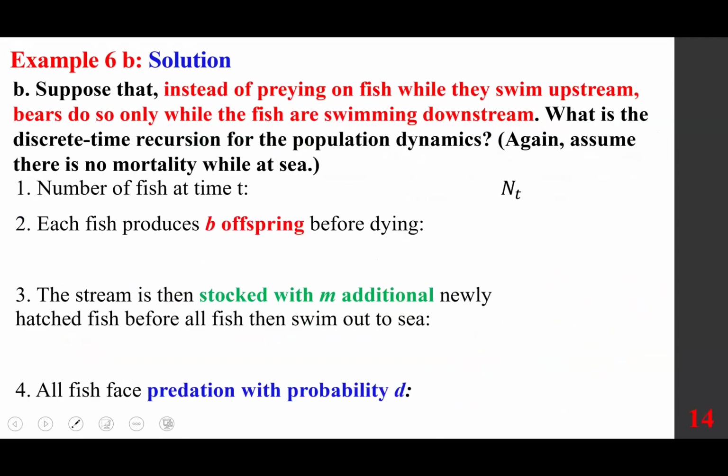Here's the second recursion. Suppose that instead of preying on fish while they swim upstream, bears do so only while the fish are swimming downstream. So here's the difference. First, again, we have the same number, N sub T, just as previously. But now they give us B offspring before dying, so B times that. Then we add how many? M. So add M. Final step, they have to deal with the bears. So whatever percentage is gone is gone. 10%, 20%, 30%. 1 minus D is the percentage which is gone. 1 minus D times this number is the final number that remains. So we had two recursions. The first one, predation happens when they go upstream, and the second one, when they come back.